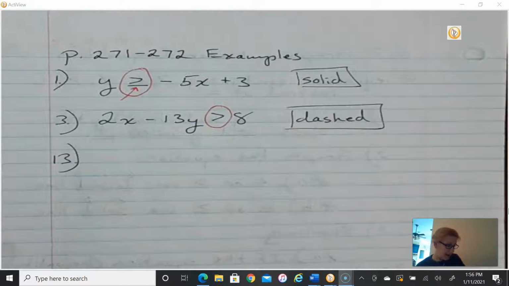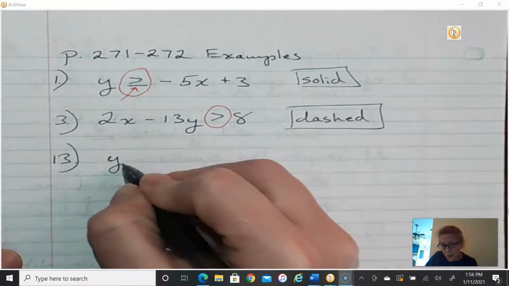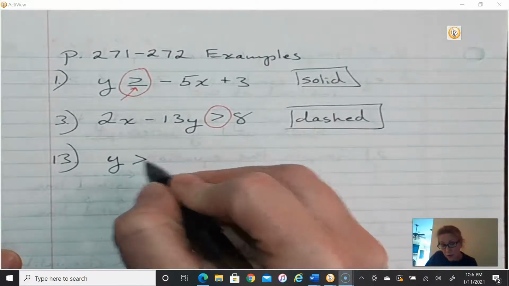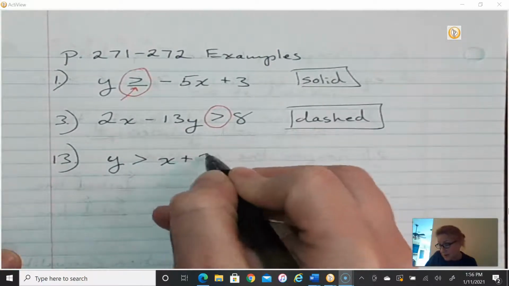Graph A has a solid line and it's shaded below. Graph B is shaded above and has a dashed line. Graph C is shaded below and has a dashed line. And D is shaded above and has a solid line. So those are clues right there. So 13, the inequality is y is greater than x plus 2.